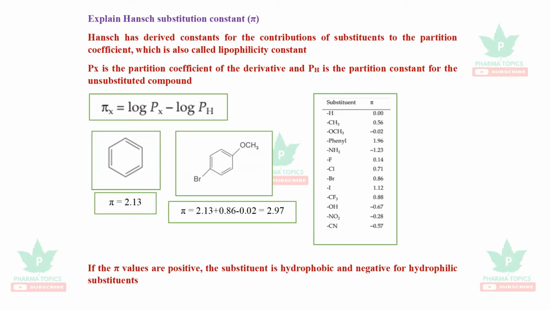Hansch substitution constant is also very important. They may ask in short notes. Hansch is a scientist who has derived constants for contributions of different substitutions to the partition coefficient, which is also called the lipophilicity constant. He derived this equation: pi X equals log PX minus log PH. You can see every substituent he has given a particular value which you can substitute and predict the lipophilicity.